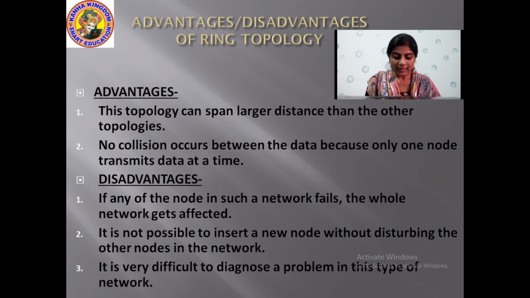Then it is very difficult to diagnose a problem in this type of network. If there is some problem, it is very difficult to diagnose, because you will not be able to make out which node is having the problem. All the computers will face the same problem if a particular node is facing the problem. So it is very difficult to diagnose a particular computer which is creating the problem for all the computers in this type of topology. Understood?